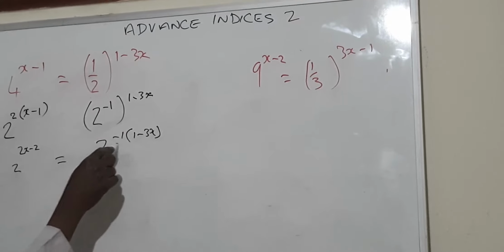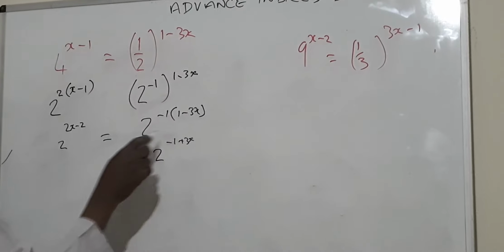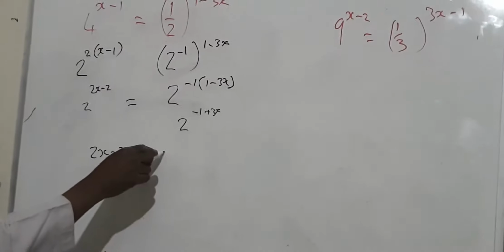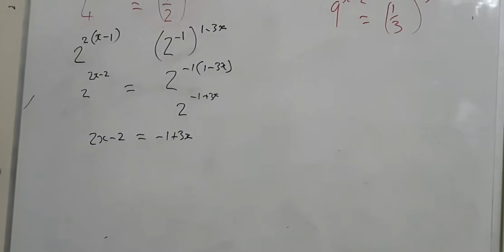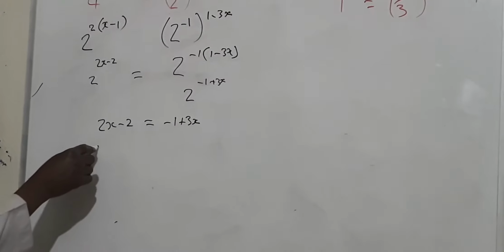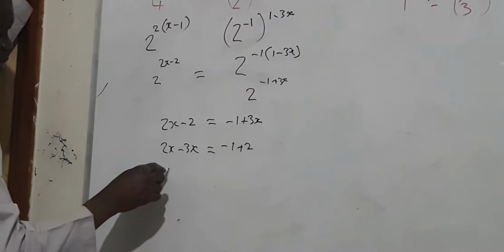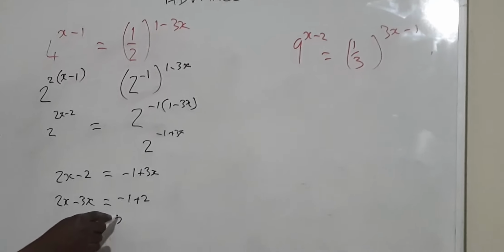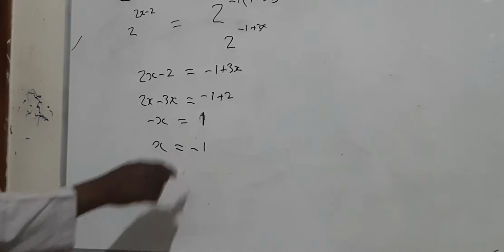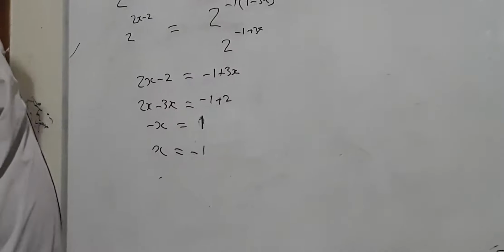So basically here it will be 2 to the power minus 1 plus 3x. So now we got everything. We compare the top. What do we do? Like times, isn't it? That's what we say in our math. 2x minus 3x is equal to minus 1 plus 2. Minus x is equal to 1. Minus 1 plus 2 is 1. So our x is equal to minus 1.